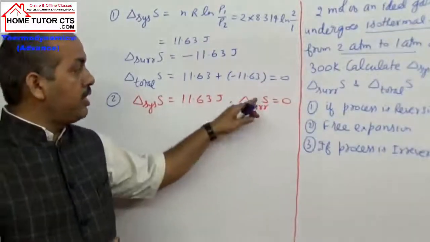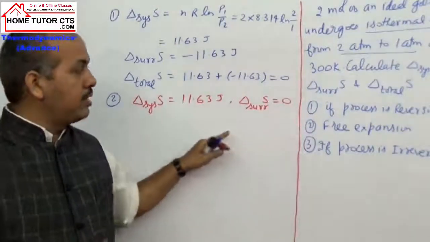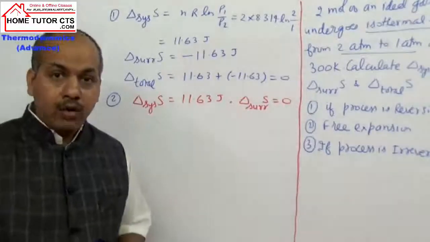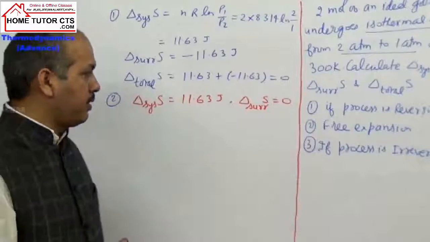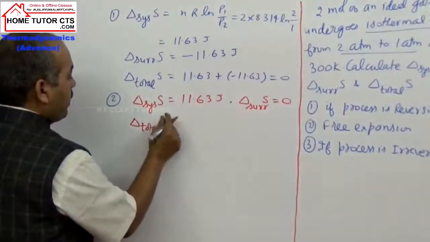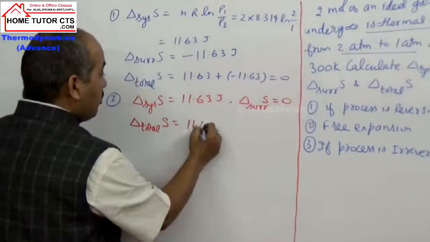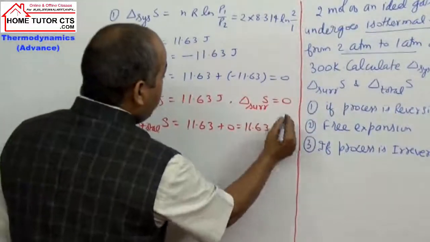For no work done means no heat absorbed. So relation wise delta S कितना होता है? Delta Q by temperature. So Q will be 0 in such case in free expansion. When Q is 0, delta S surrounding will also become 0 when the change is free expansion. So what is in this case? Delta S total we can take will be coming how much? Delta S system plus surroundings, 11.63 plus 0, that's 11.63 joules only.